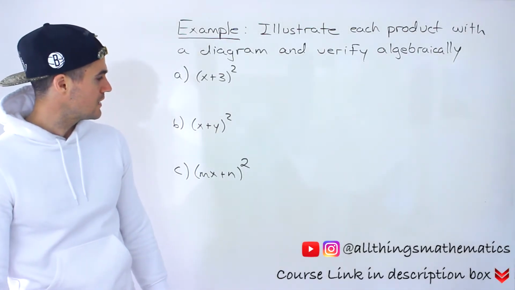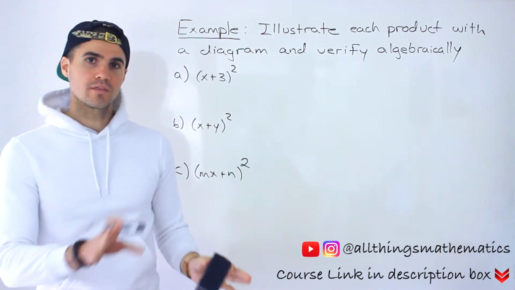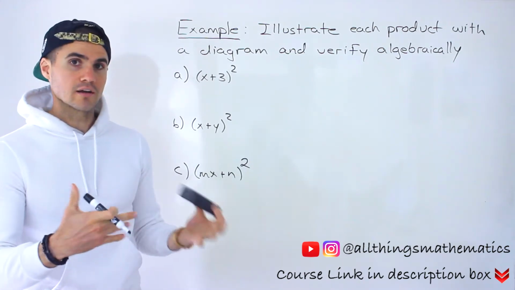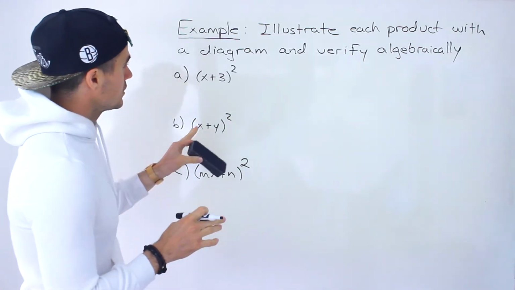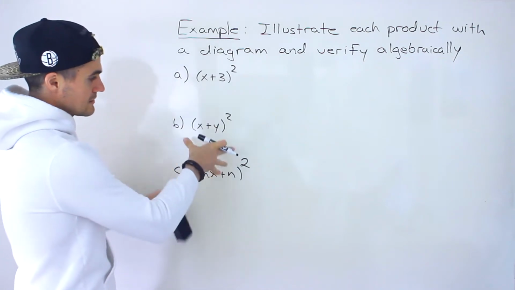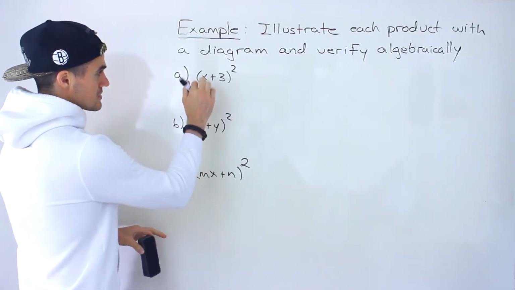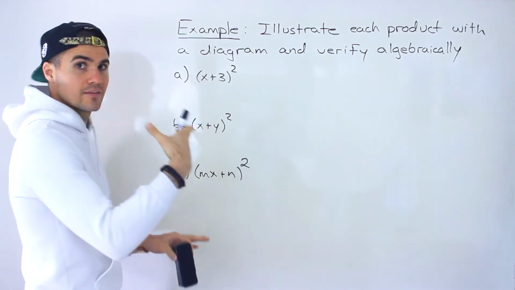What we've got to do is take each of these products here, illustrate them with a diagram, and then verify the product algebraically. In this particular case, I'm first going to do it algebraically, then I'll show you how you can represent these with a diagram. Notice these are just binomials, because there are two terms adding inside the bracket that are squared.